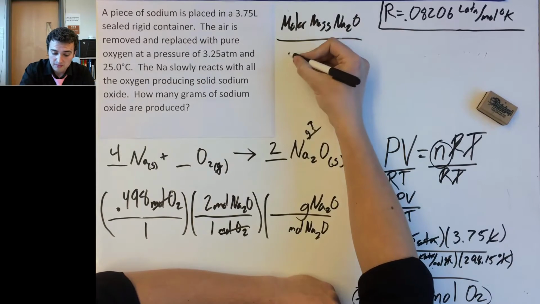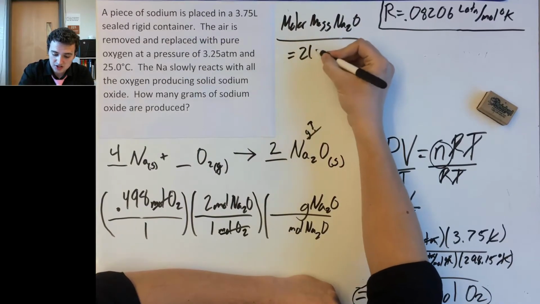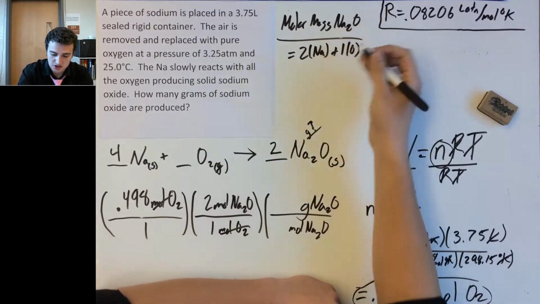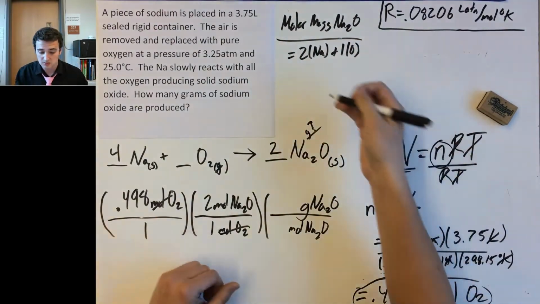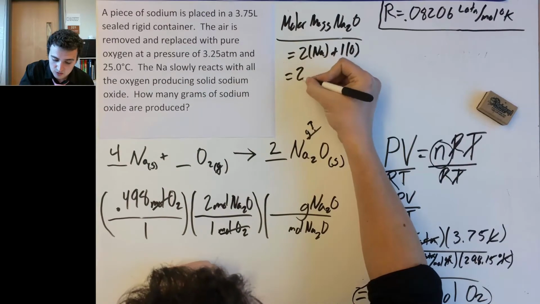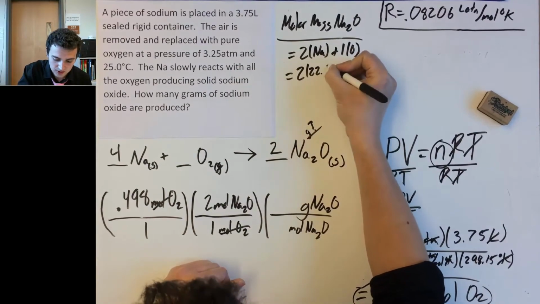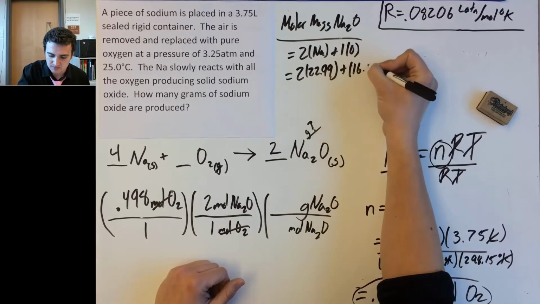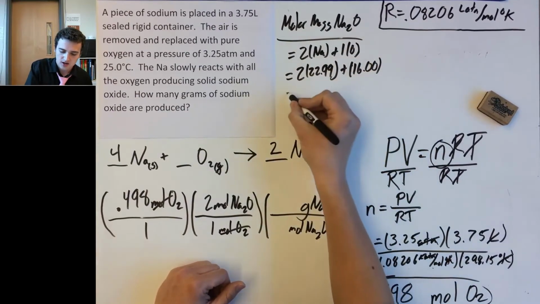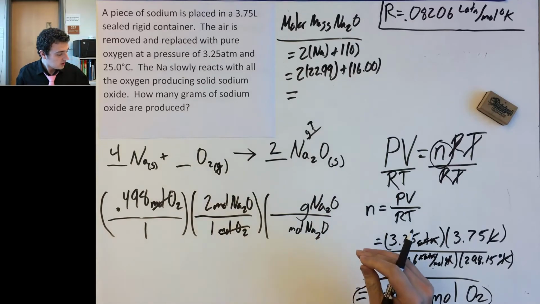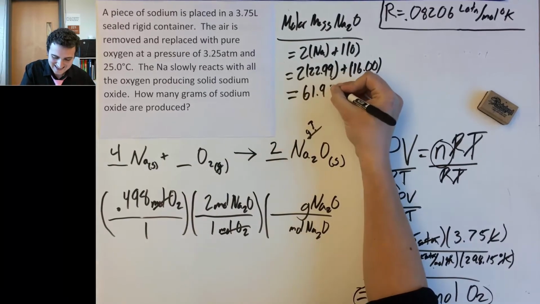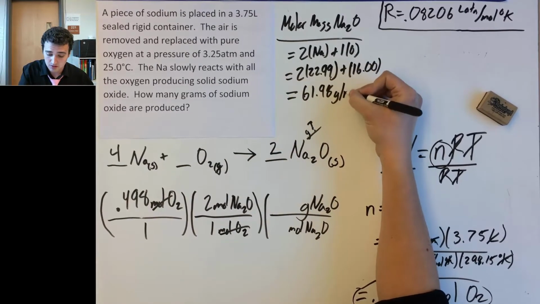And I know the molar mass, if I find for 1 mole, that means that it's going to be equal to 2 times the molar mass of sodium plus 1 times the molar mass of oxygen. If I look at my periodic table, I can find those numbers, and this is going to go ahead and equal 2 times 22.99 plus 1 times 16.00. And of course that ends up being, let's see here, 61.98 grams per mole.